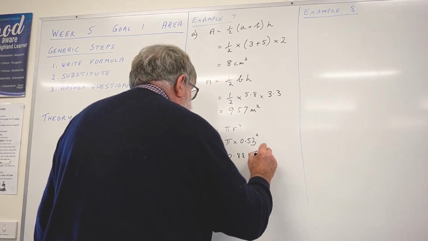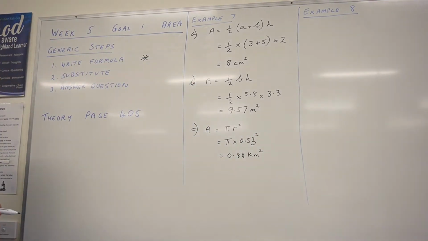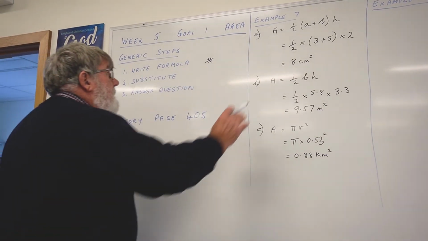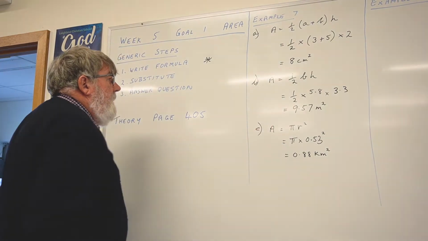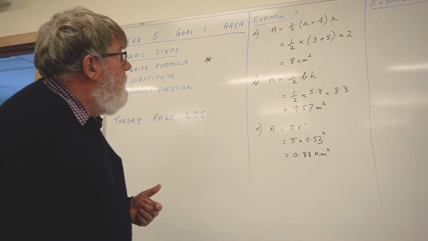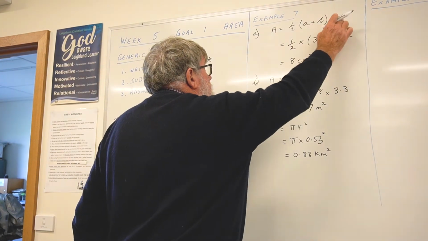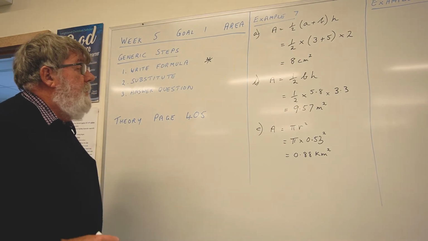kilometres squared. So you can see in each case, what I did, I wrote down the correct formula for the particular shape. Trapezium, triangle, circle. All I needed to then do was to identify the numeric values for the particular dimensions involved, substitute them in, and the calculator will do the rest.